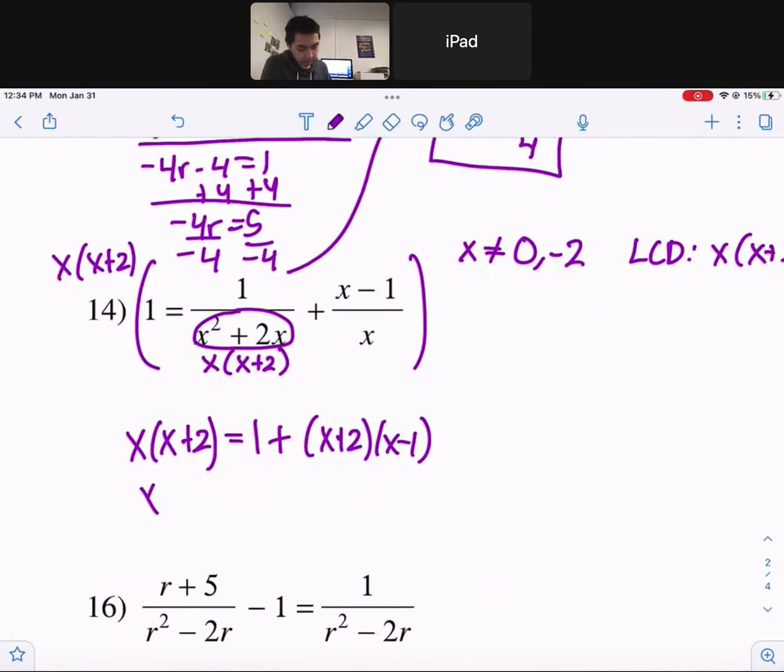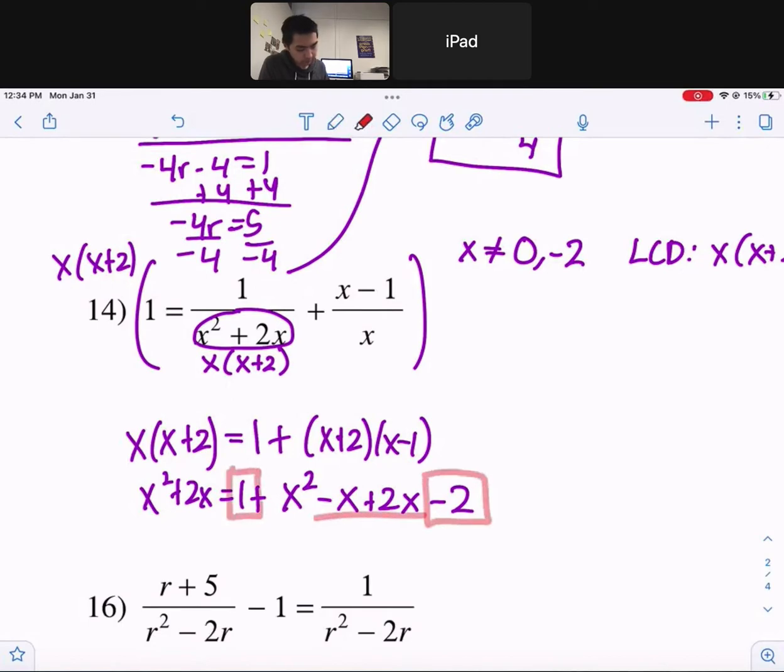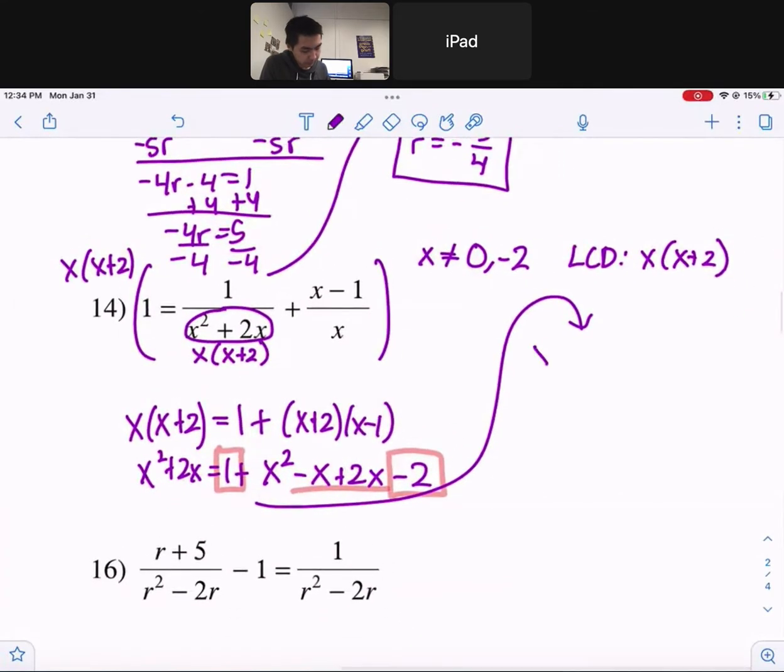So we're going to have x squared plus 2x there. Double distribution here: x times x is x squared, x times negative 1 is negative x, 2 times x is positive 2x, 2 times negative 1 is negative 2. So on this side, we gotta combine like terms, right? Gotta move it over here. So we got x squared plus 2x equals x squared minus x minus 1. So if we subtract x squared from both sides, they cancel.